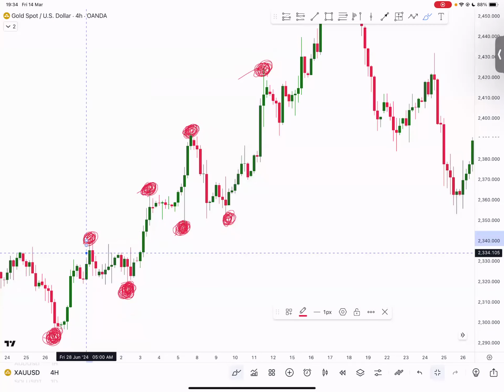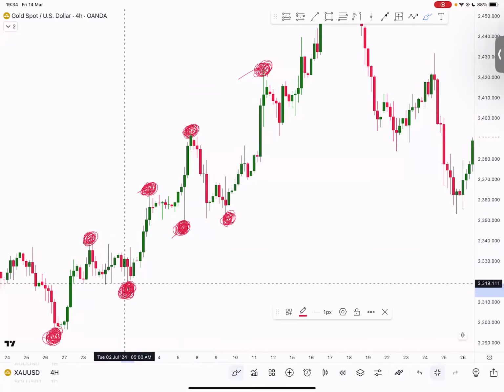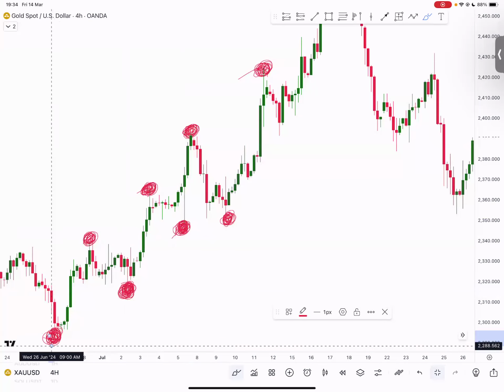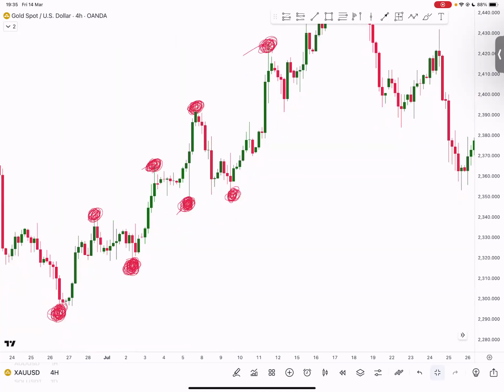And low four is higher than low three. And low three is higher than low two. Low two is higher than low one. This is price in an uptrend. This is where you can see that price is in an uptrend.